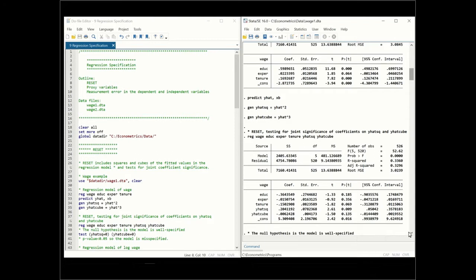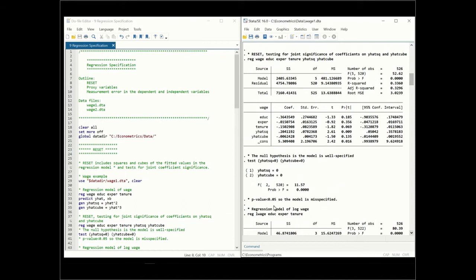So the correct test would be an F-test, and we would be testing whether or not these coefficients are jointly significantly different from zero. And this is the F-test statistic, and the p-value is less than 0.05, therefore the model is misspecified. What this tells us is that these squares and cubes of the fitted values significantly contribute to this model, if these coefficients are significantly different from zero. So basically, we need to keep looking for alternative specifications.